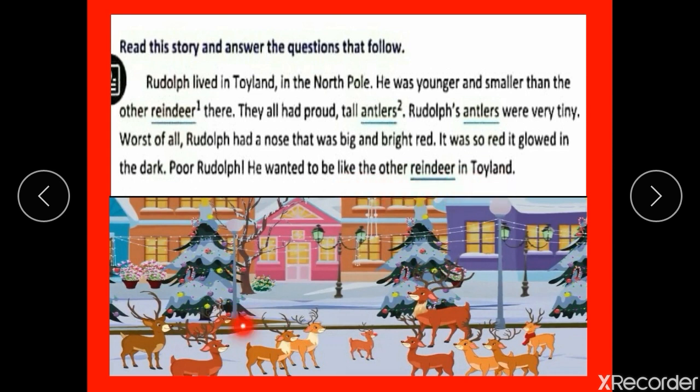You can see in this picture. Other reindeer, they had proud antlers, but Rudolph looks different with his poor antlers and bright red nose.